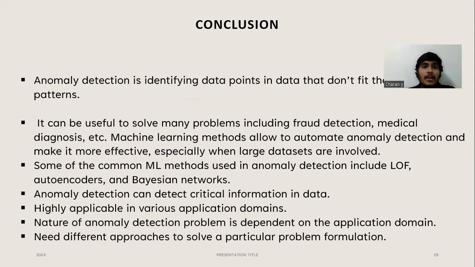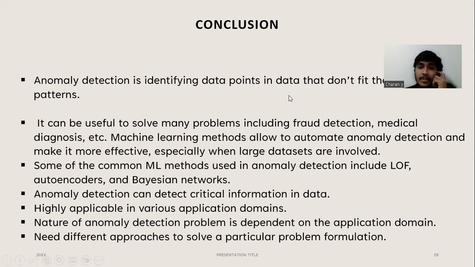Finally, conclusion. Anomaly detection is identifying the data points that do not fit the pattern. It can be useful to solve many problems, including fraud detection, medical diagnosis, and also checking on the belt line whether a product is defective. It can also be used in agricultural fields, detecting in MRI and images. Machine learning methods allow us to automate anomaly detection and make it more effective, especially when large data sets are involved.